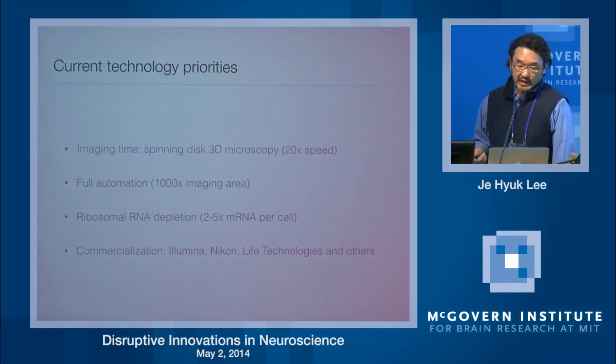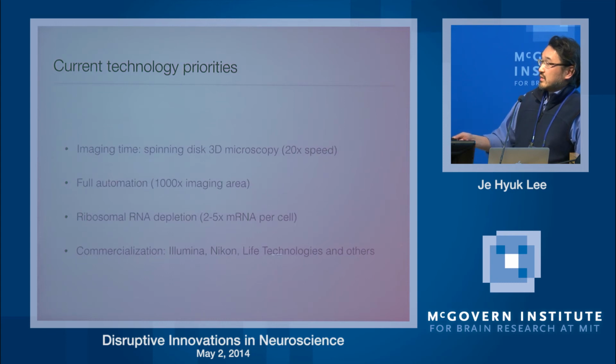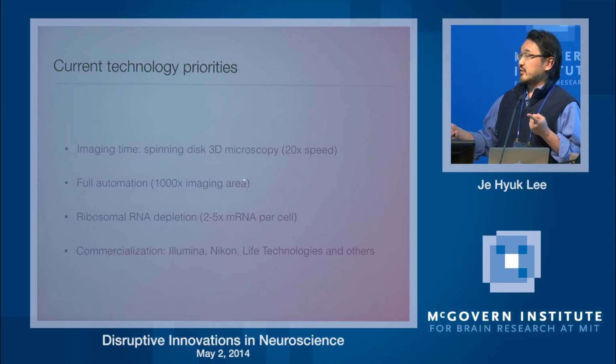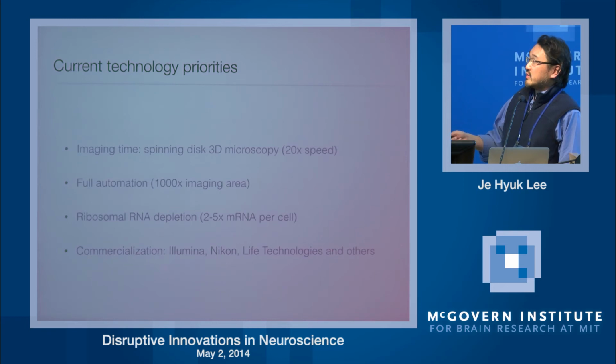So what are our current priorities? This whole process for each tile took us 30 to 40 minutes, right? So we're switching over to spinning disk 3D microscopy, and we're seeing dramatic improvements in imaging speed. We recently wrote a grant with Tony Zador and Ed Boyden. Our aim is to sequence 100 and then 1,000 brain sections in the first and second year. With this gain in speed, we think that's totally doable.